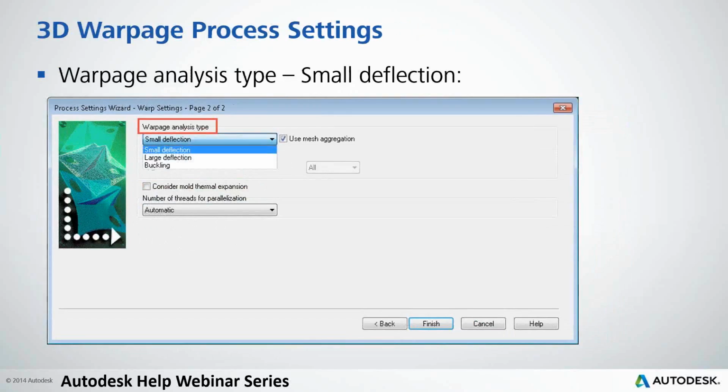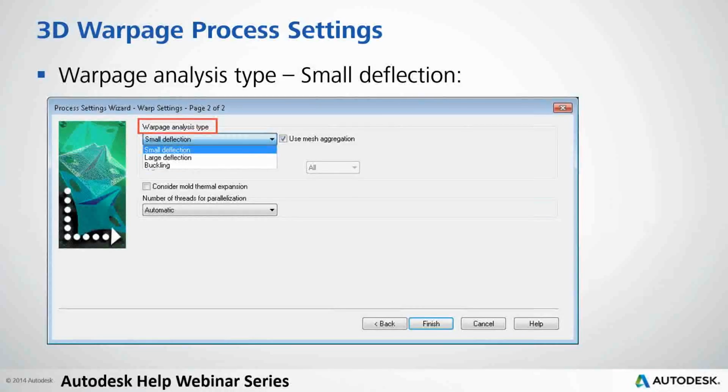Okay, so lastly, I would like to discuss the warpage analysis types that are available for 3D meshed models. As you can see here, your options look similar to your midplane, except that you do not have an automatic option available to you with the 3D. The default warpage analysis type for 3D is small deflection, and just like with midplane, you would want to use this option if you expect the warpage of the part to be stable.